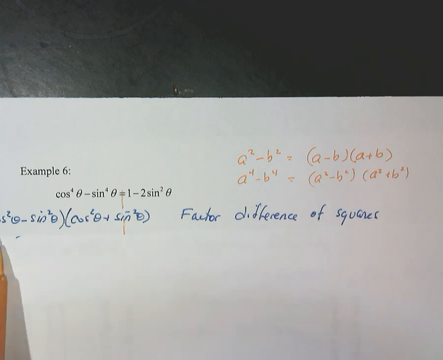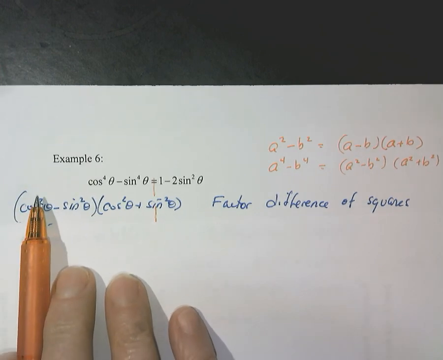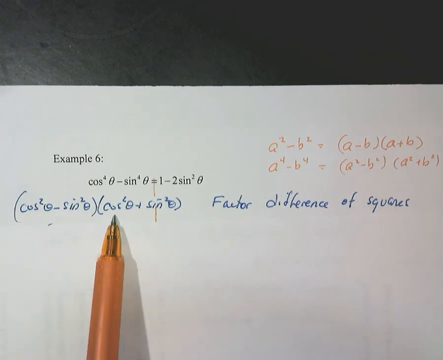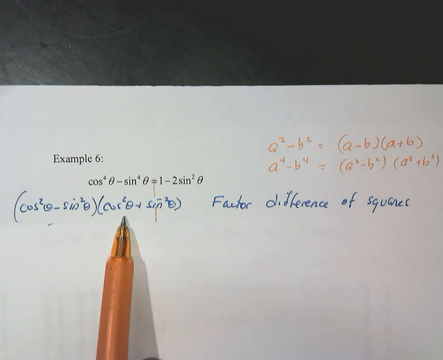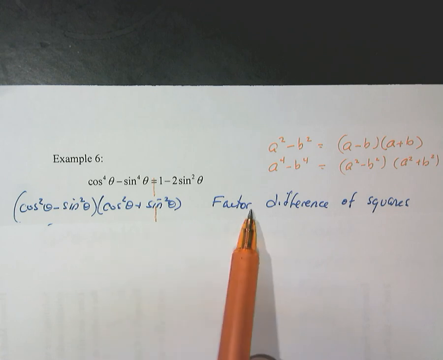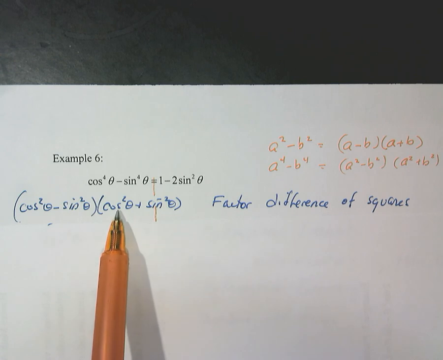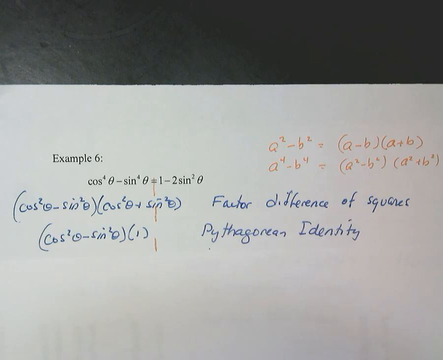So I can factor this. Cosine squared theta minus sine squared theta is in one set of parentheses. Cosine squared theta plus sine squared theta in another set of parentheses. And I did go past my dashed line a little bit. So I factored a difference of squares. Then if you'll notice, sine squared theta plus cosine squared theta equals 1. So my next step is I'm going to replace this with 1 from the Pythagorean identity.